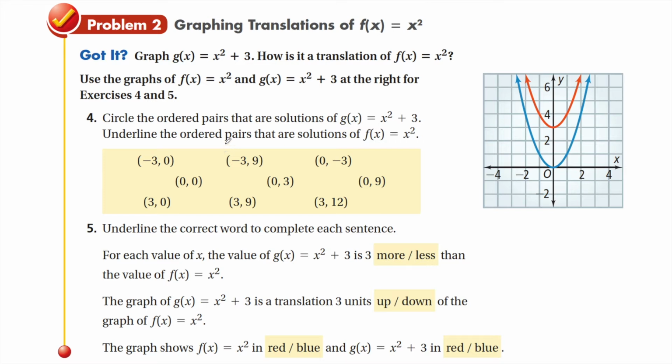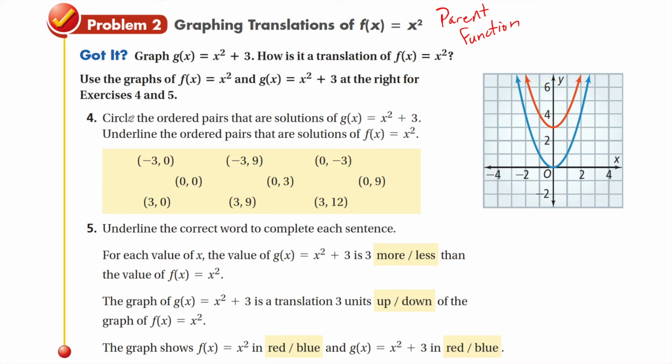Problem number 2. Graphing translations of f of x equals x squared, also known as the parent function of the quadratic. Alright, so let's graph g of x, which equals x squared plus 3, and let's see how it's translated from the original parent graph of f of x equals x squared. Use the graph to the right for exercises 4 and 5.